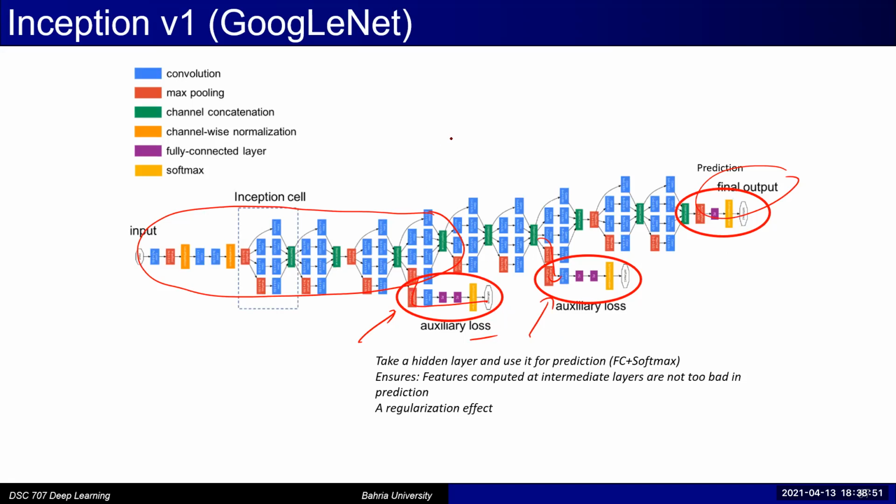When you have a weighted loss like loss 1 plus 0.3 auxiliary loss 1 plus 0.3 auxiliary loss 2, you see you have some weight for these losses. So it will try to learn those features such that if I only had this part of the network, the performance of the network is still acceptable. It is not too bad. So this is preventing overfitting, and is itself like a regularization. So this was Inception V1.